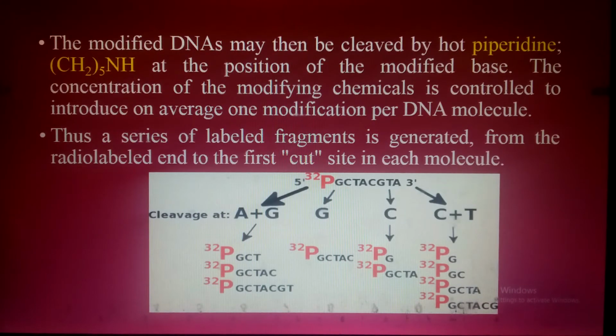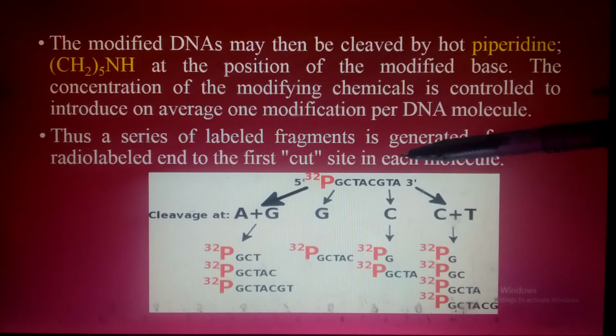Now what will happen after the chemical treatment? The whole fragment is chemically modified at different nitrogenous bases, meaning adenine, guanine, cytosine and thymine. Now what will happen? The modified DNA may then be cleaved by piperidine. That modified DNA is cleaved by piperidine at the position of the modified base.